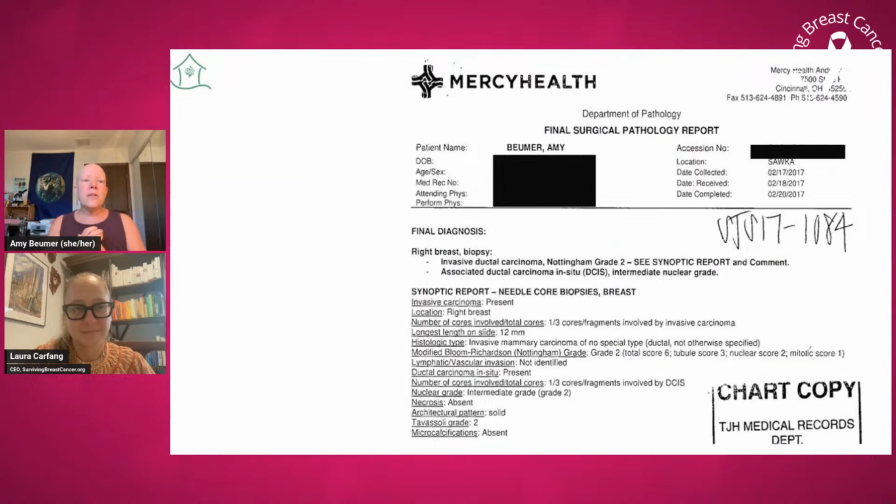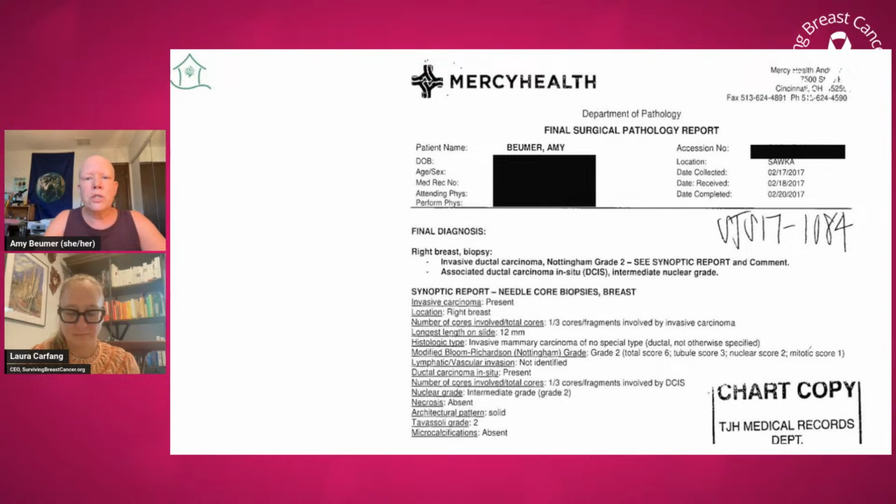Okay, so let's take a look. This is a pathology report from my initial biopsy from my breast from 2017. And I'm going to show you a lot of different pathology reports because they do all look different. You do have to hunt and peck usually through them to find what you're looking for. But there are some basics that you should see.